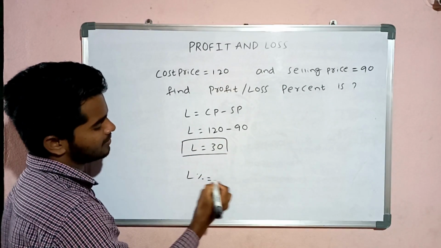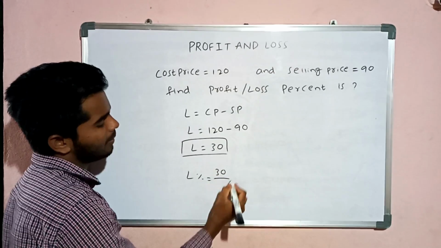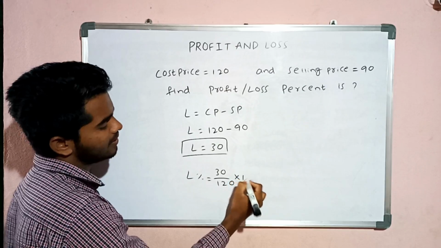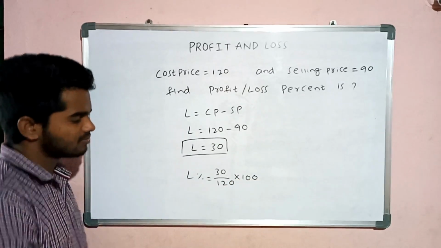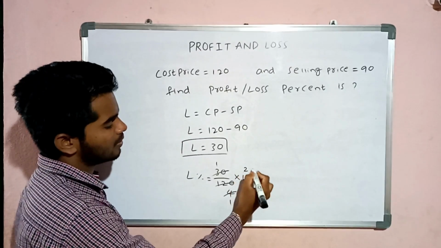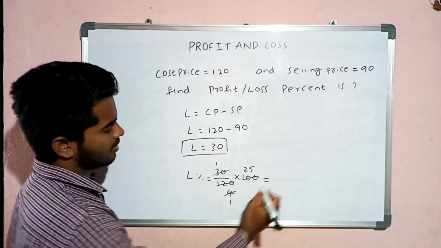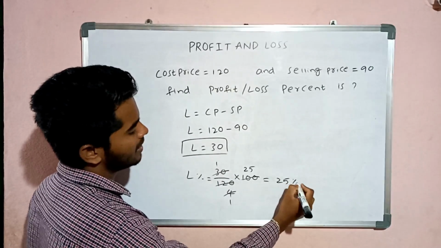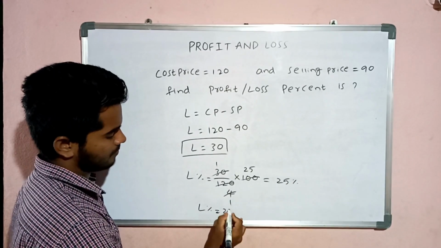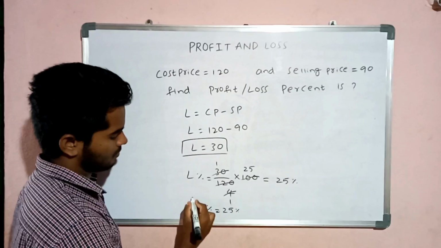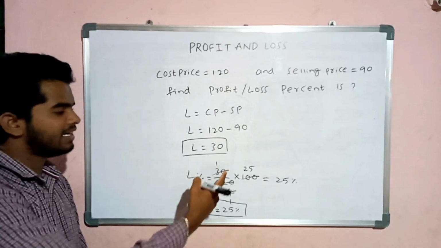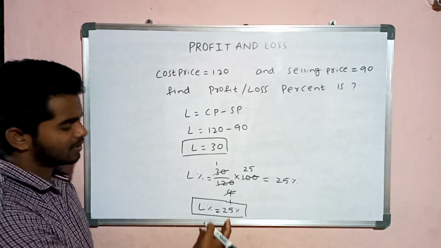Loss percent equals loss, 30, by cost price. Cost price is 120, into 100. 30 one time, 30; 4 times. 4 one time, 4; 25 times. Loss percent equals 25%. Loss is 30 and loss percentage is 25%.